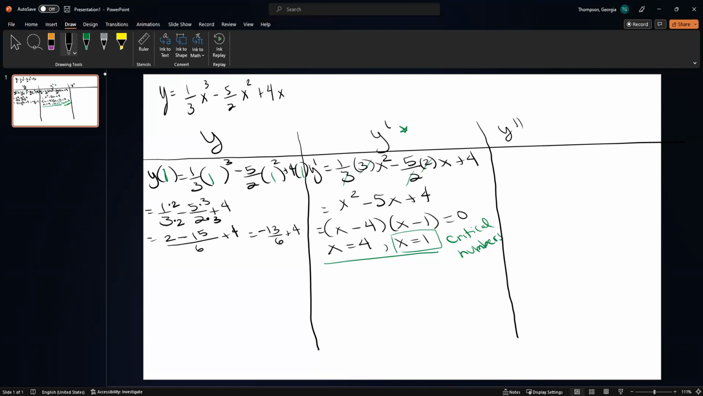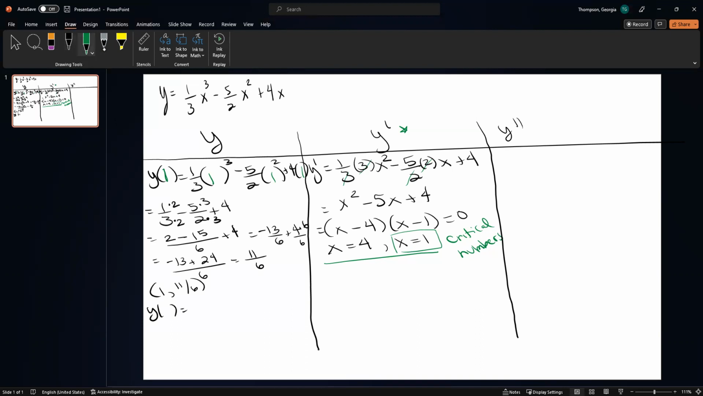So now I need to multiply by 6 here to get a common denominator. So -13 plus 24 over 6. That will give me 11 over 6. So my point is 1 comma 11 over 6. That's going to be 1 point.